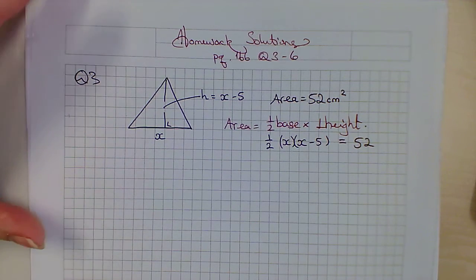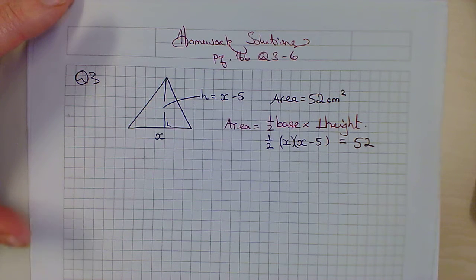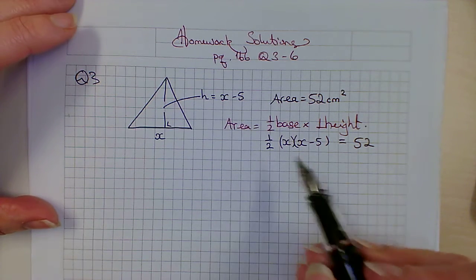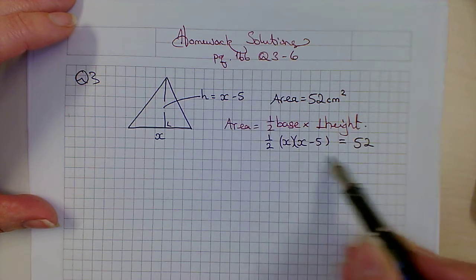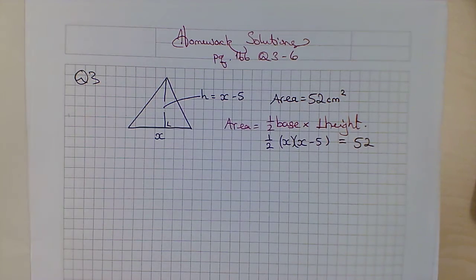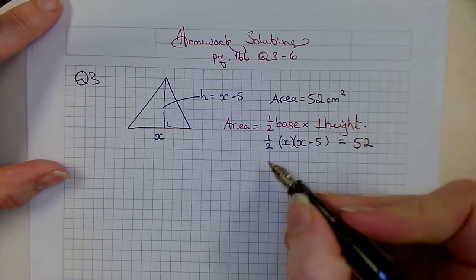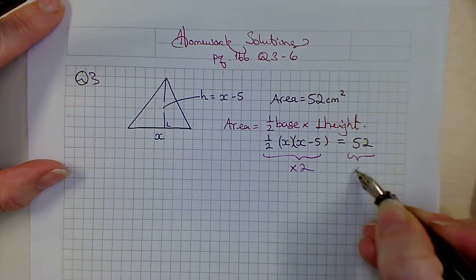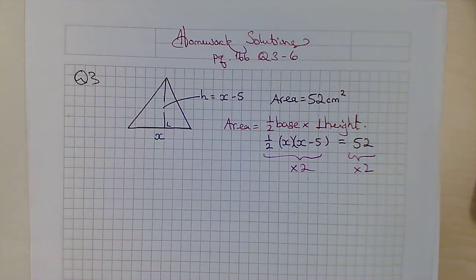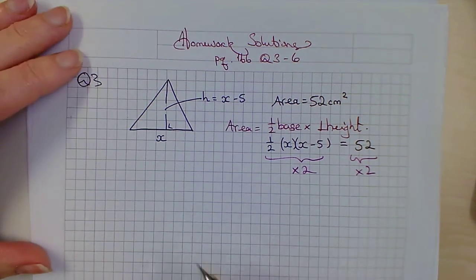What do we do in order to solve this? Well, the first step is to get rid of the fraction. Now remember, this is a single term. Why? Because it's 3 things just multiplied together. So in order to get rid of that fraction, I need to multiply both sides by 2. So I'm going to multiply this side by 2, and I'm going to multiply this side by 2. And what happens is the 2 and the half cancel.